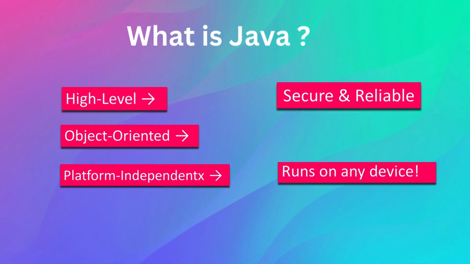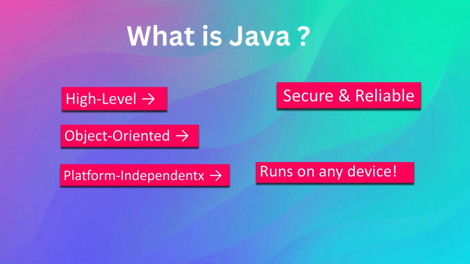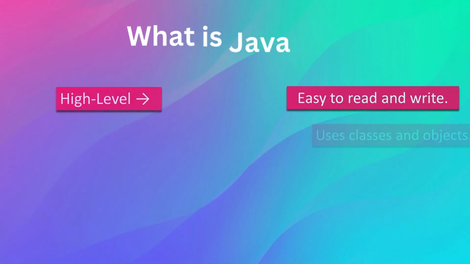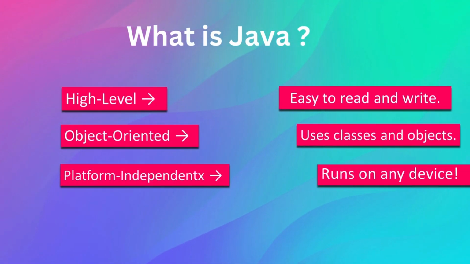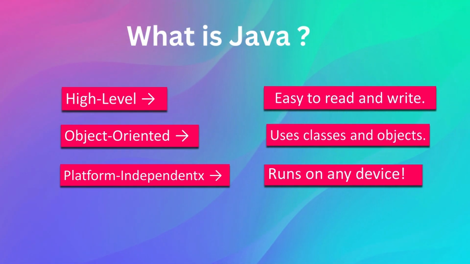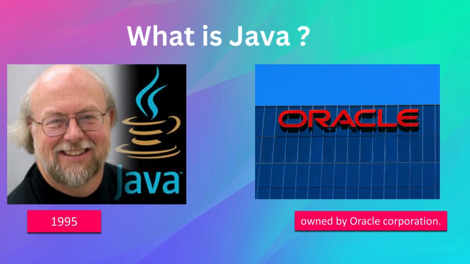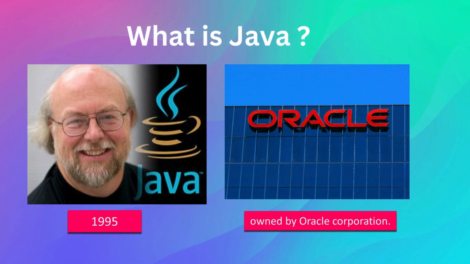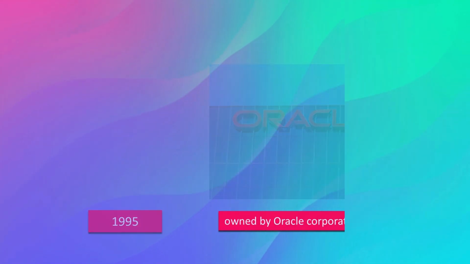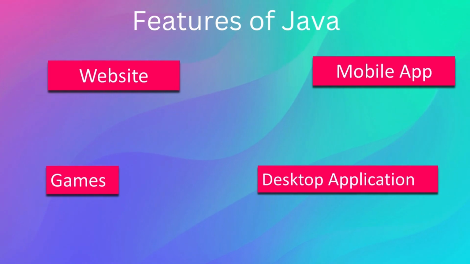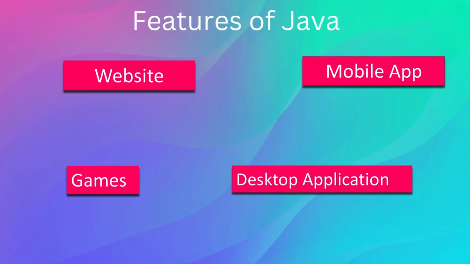So the first question is, what is Java? Java is a high-level, object-oriented, and platform-independent programming language. It was created by James Gosling in 1995 at Sun Microsystems and is now owned by Oracle Corporation. Java is used for building websites, mobile apps, desktop applications, games, and even large enterprise software.